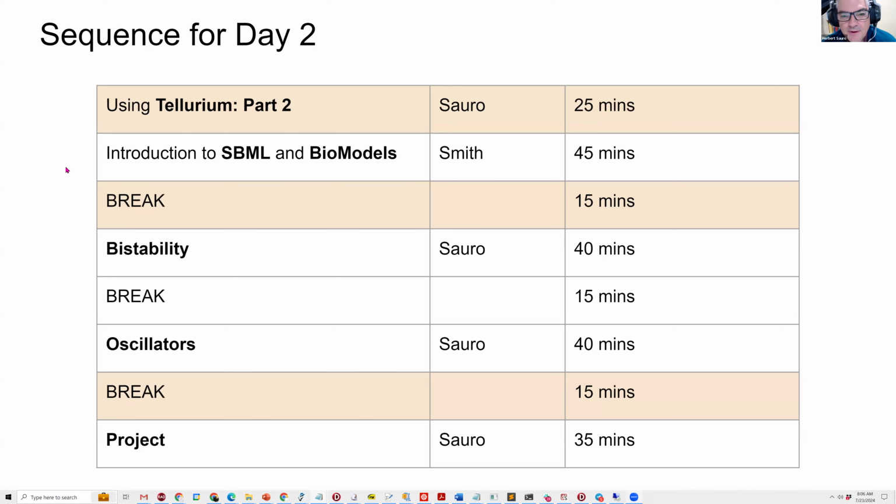So I've just put up on the slides, you saw the rough sequence for day two and the very rough times. I've lengthened the breaks because 10 minutes is not enough time for me to make a coffee and drink it. So I pushed it to 15 minutes. So we're going to continue with part two. We got about halfway through the Tellurium thing yesterday, so I'll continue that. Lucy will talk about SPML, biomodels, and a bit more antimony. Then we'll have some examples to motivate our practice with Tellurium, and that'll be bistability and oscillators.